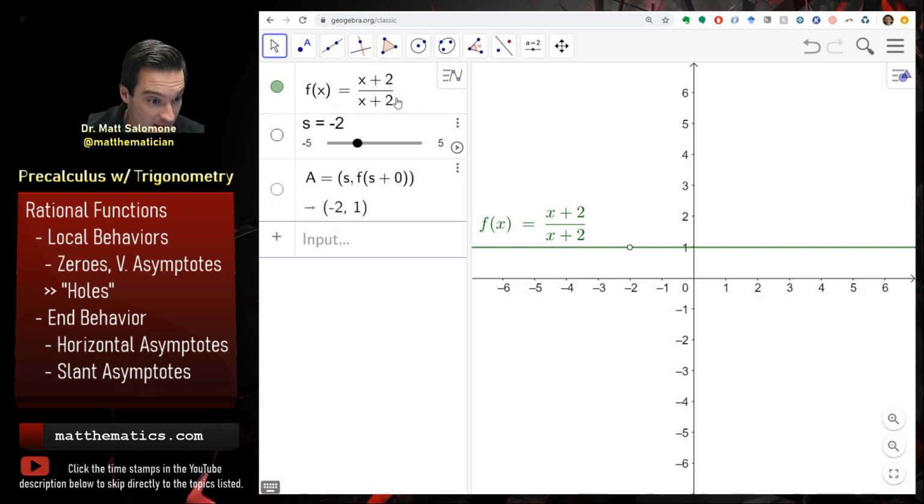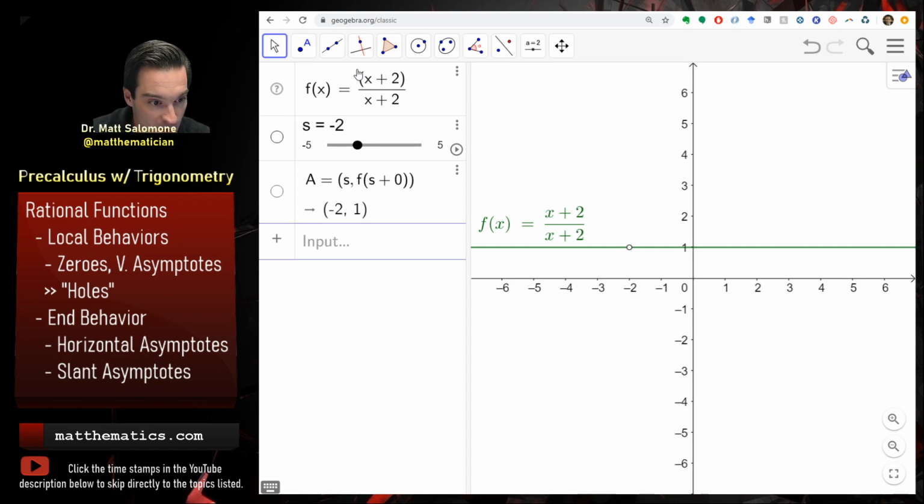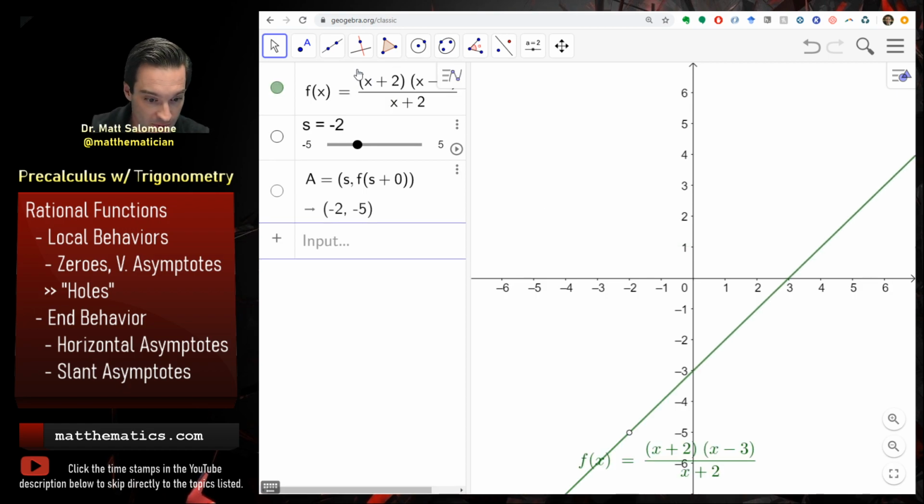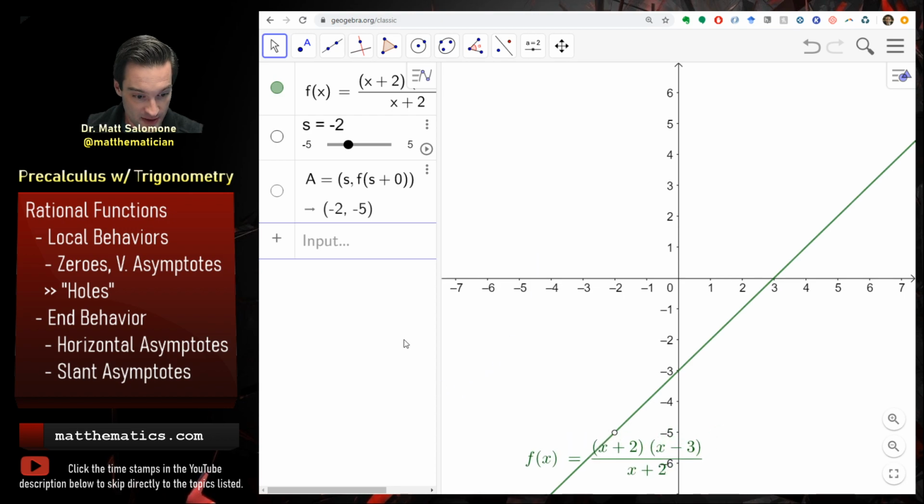And if I then continue, maybe, for example, let's suppose I take this numerator, x plus 2, and I multiply it by something else. Maybe I multiply it by x minus 3 or something. So now I'm going to get a function whose graph looks an awful lot like, let me look at this expression for just a second that defines my graph.